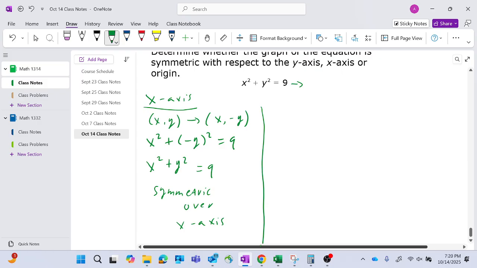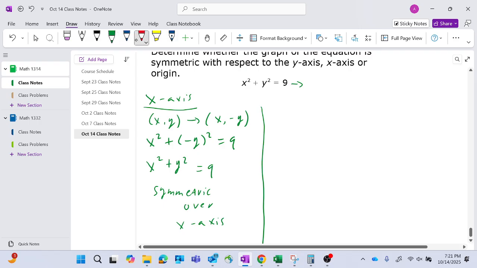Are we fine there? I know I kind of changed the definition. For this case, it makes more sense to write it that way, when really all it means for the x-axis is that if you replace the y with a negative y, you have the same exact thing. That's all it means, like before. We're okay with that?